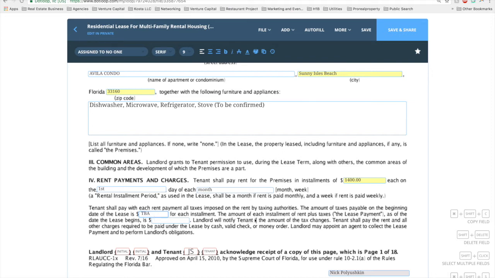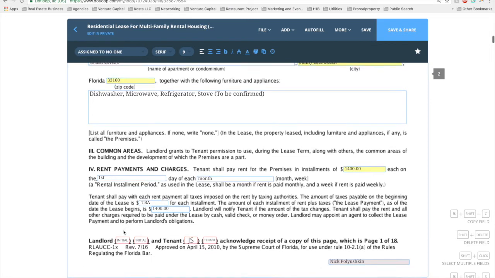The amount of each installment of rent plus taxes as of the date of lease begins will put $400 because we assume that landlord will be paying taxes, but again this has to be reconfirmed. Landlord will notify tenant in the amount of the tax changes. Tenant shall pay the rent and all other charges required to be paid under the lease by cash, valid check, or money order. Landlord may appoint an agent to collect the lease payment and to perform landlord's obligations.